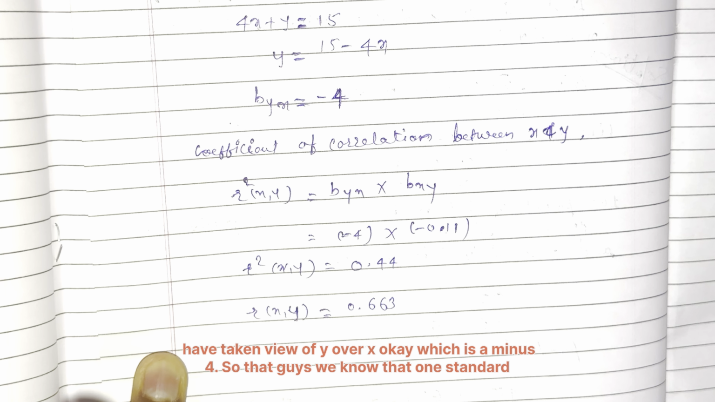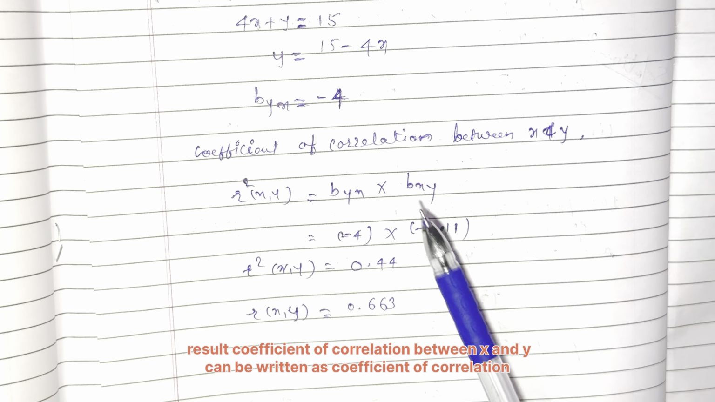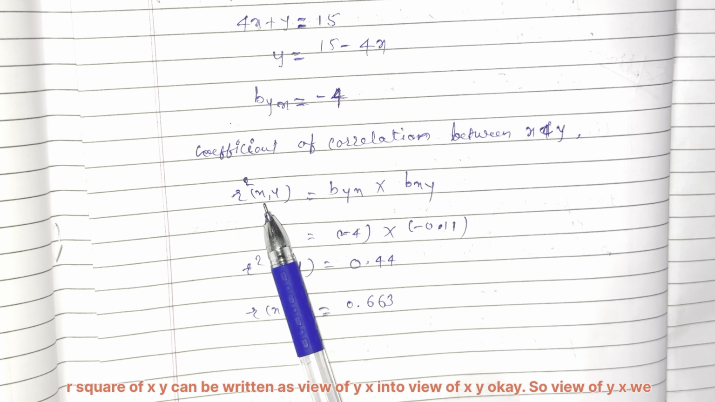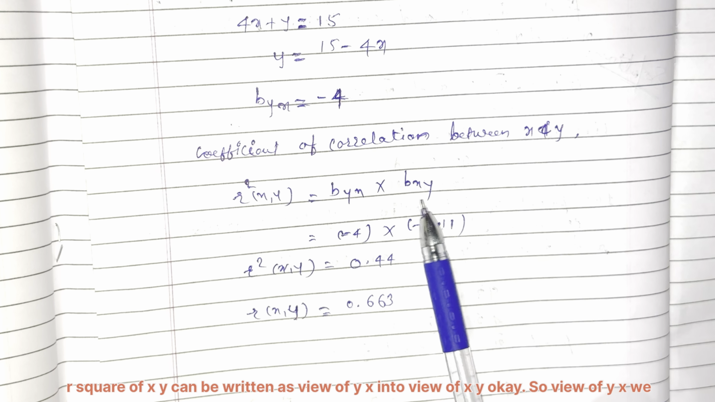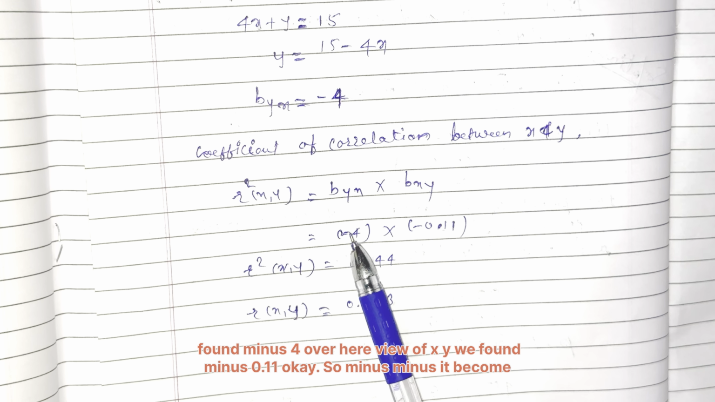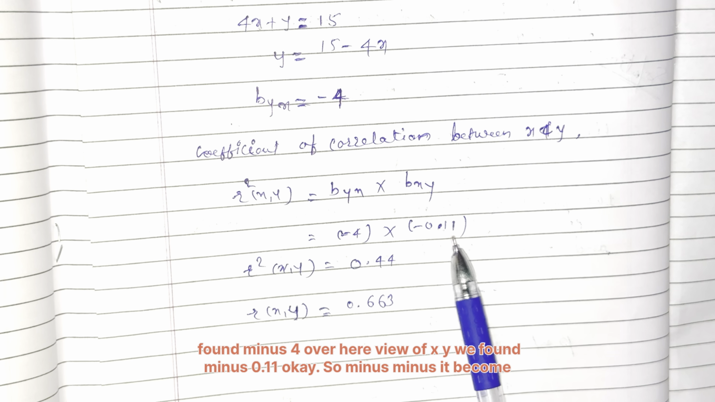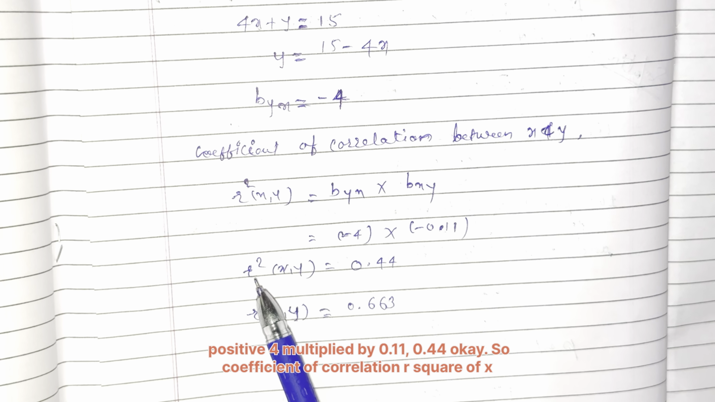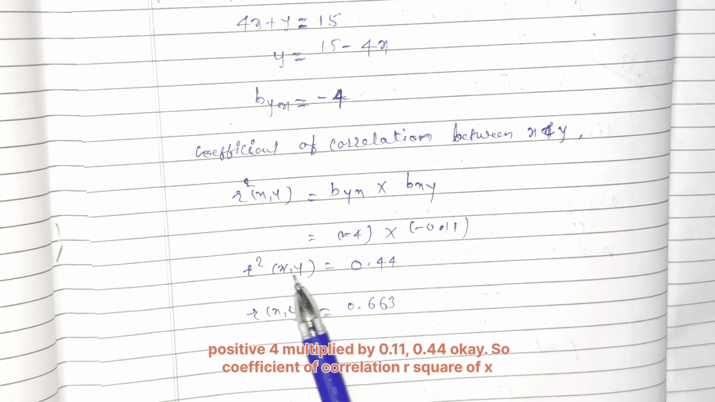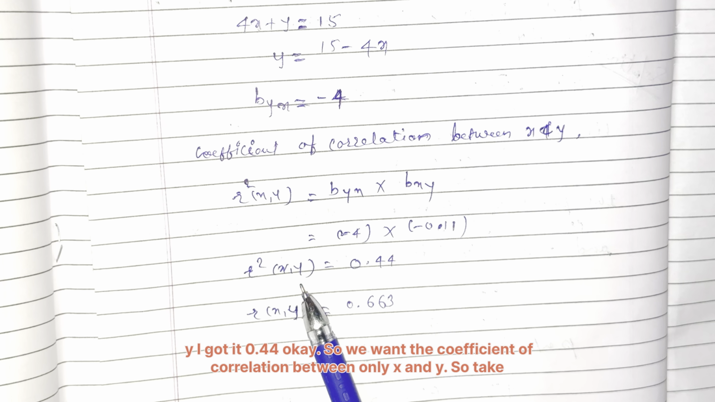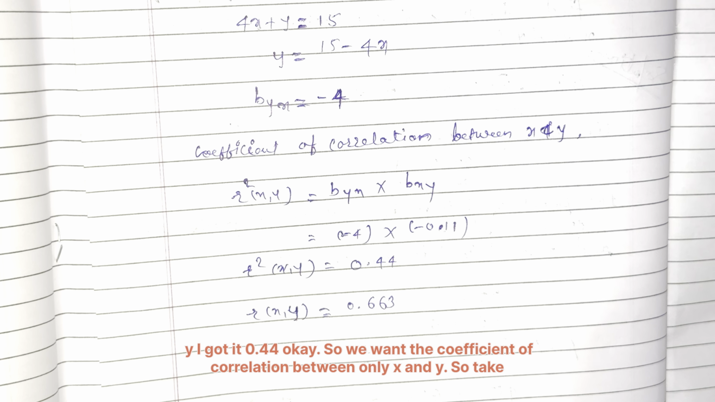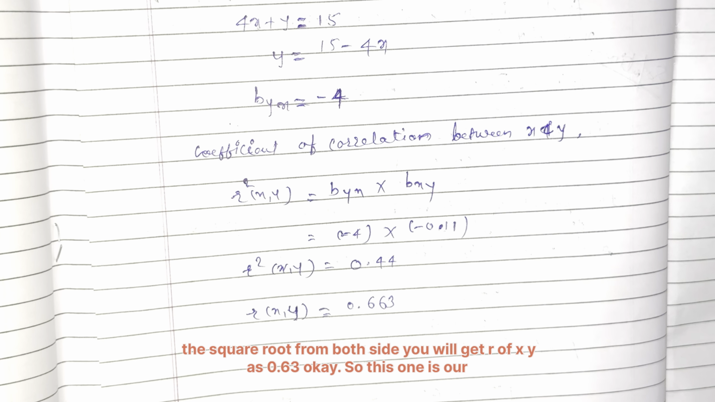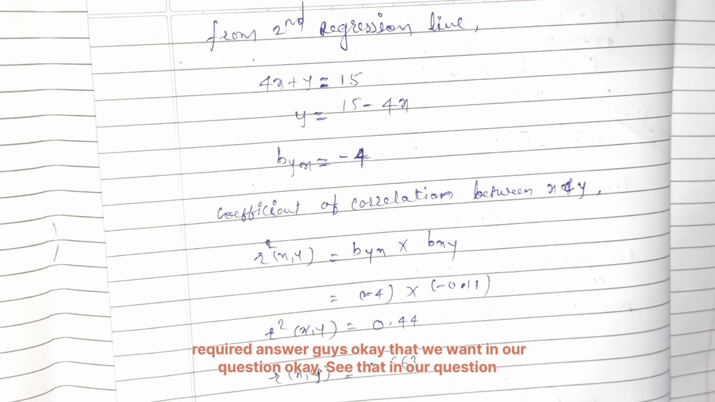We know one standard result: the coefficient of correlation r square of xy can be written as b of yx into b of xy. We found b of yx as minus 4 and b of xy as minus 0.11. The minus signs cancel and become positive, 4 multiplied by 0.11 is 0.44. So our coefficient of correlation r square of xy is 0.44. We want the coefficient of correlation between x and y, so take the square root of both sides and you will get r of xy as 0.663. This is our required answer that we want in our question.